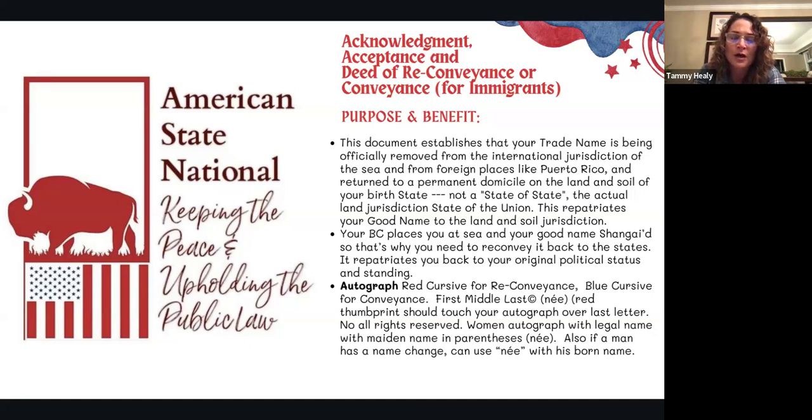This one you don't put all rights reserved. Women are autographing with your legal name with maiden name in parentheses. Also, if a man has a name change, he can use nee with his born name.